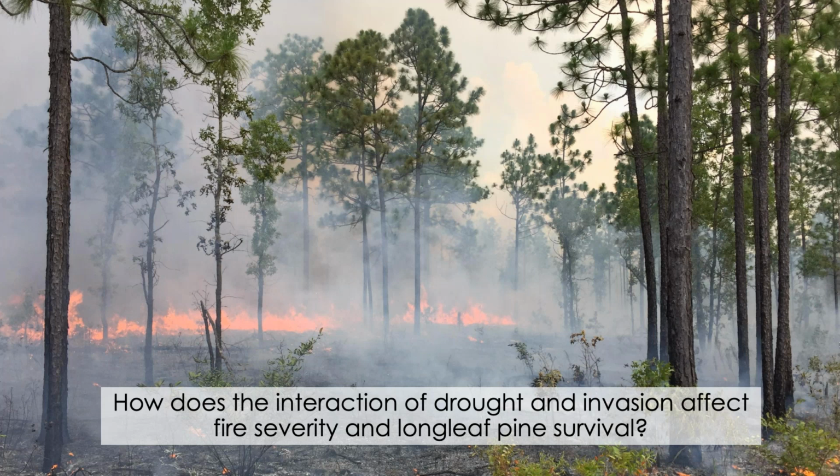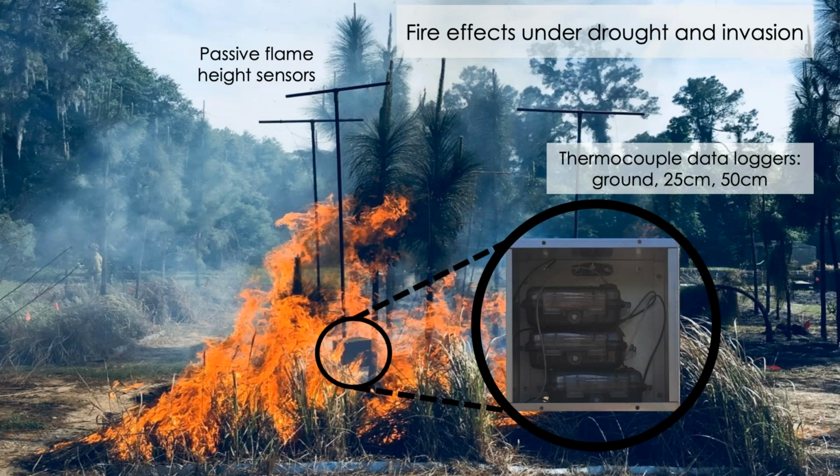So we asked this question last year, and what we did was to go in and take down all of those rainout shelters and those control structures, all 40 of them, and then we applied prescribed fires to all 40 plots, and we measured fire intensity and survival, damage and survival of these trees. We did this in multiple ways.